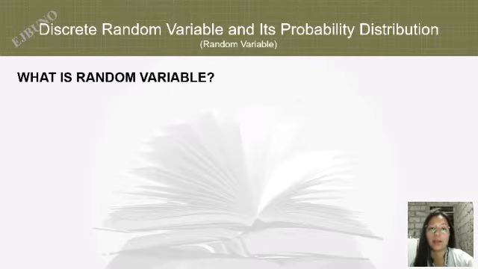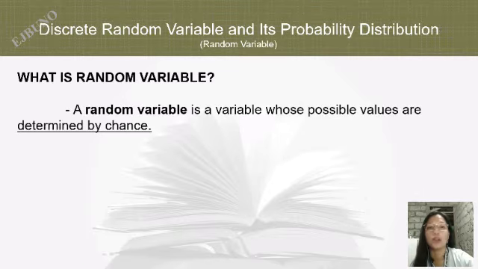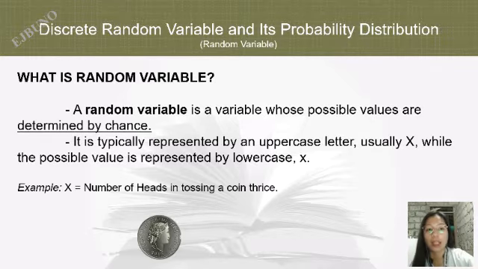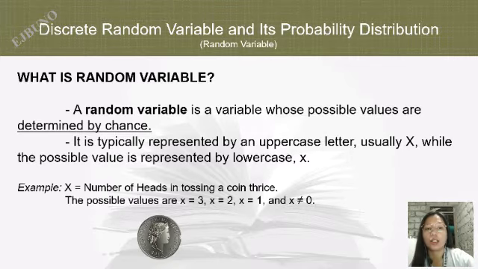What is a random variable? A random variable is a variable whose possible values are determined by chance. It is typically represented by an uppercase letter, usually X, while the possible value is represented by lowercase x. A random variable is the result of a chance event that you can measure or count. For example, X is equal to the number of heads in tossing a coin thrice. The possible values are x = 3, x = 2, x = 1, and x = 0.